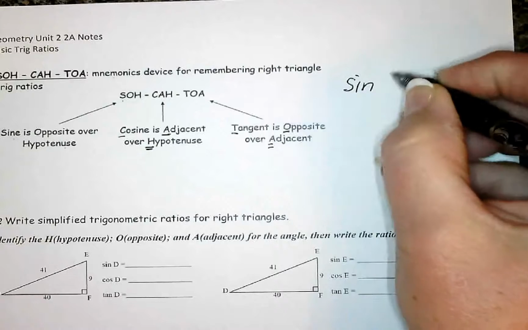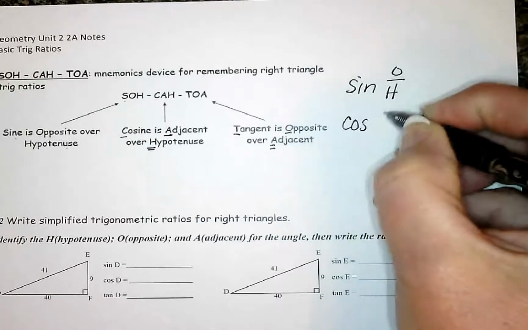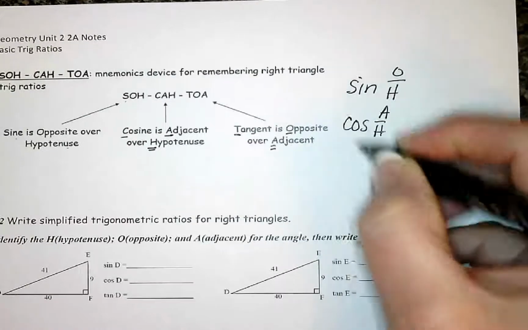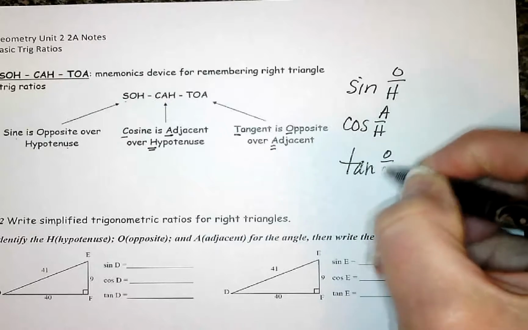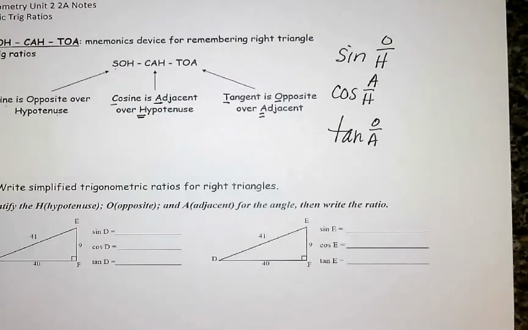Sometimes people will write it like this. They'll say sine, and then they'll just put OH. Some people can see it this way a little bit better, going across like this. Okay, totally up to you. Main thing is you have to know how to use them. So let's look at this first example here.